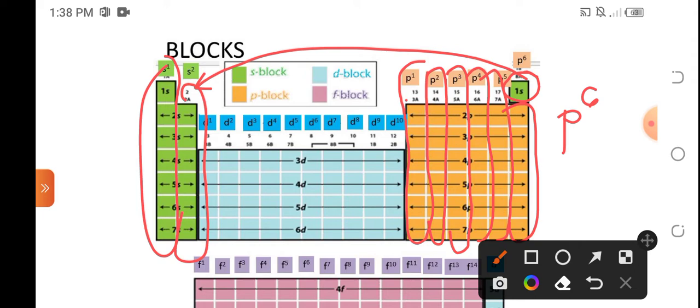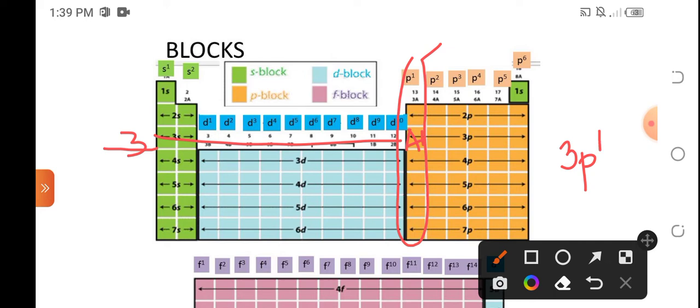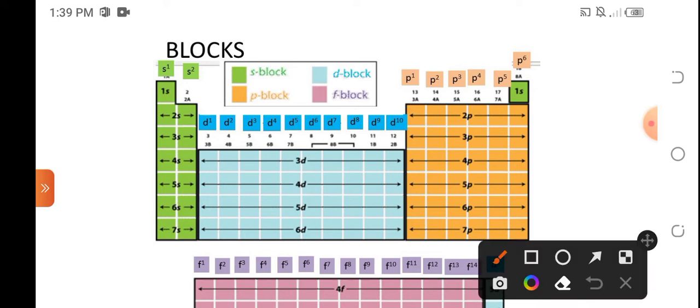Okay? So if we take, for example, sulfur, where is sulfur here? Aluminum na lang, it's closer. So here we have the aluminum. The last in its electron configuration should be P1, and it is under the third period. So, therefore, the last electron configuration for aluminum is 3p1.